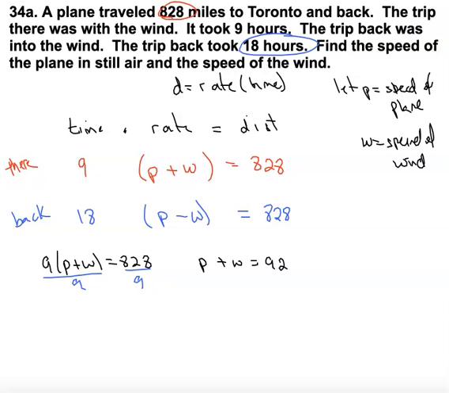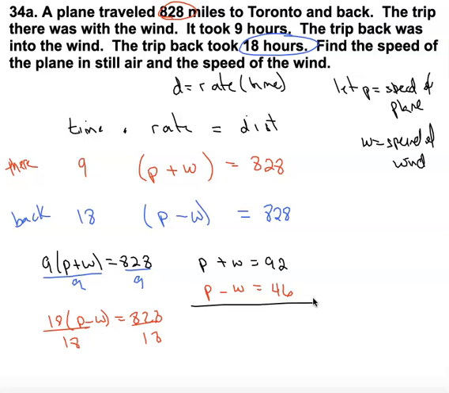And then the other equation I had was 18 times the speed, which is P minus W, again equal to 828. This time I'm going to divide by 18, and I get P minus W equals 46. Why is it minus W? Why isn't it plus W? If you're going there, you're going with the wind, so it's plus W, because the wind helps your speed. When you're going back, you're going against the wind, so the minus W means the wind is taking away from your overall speed.